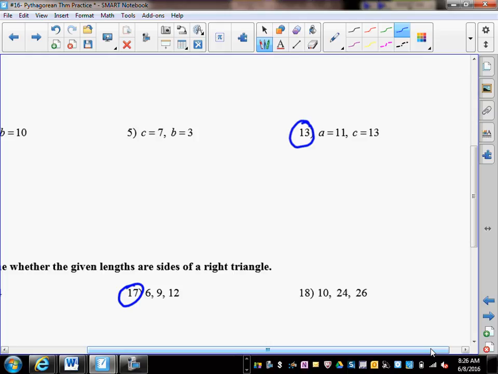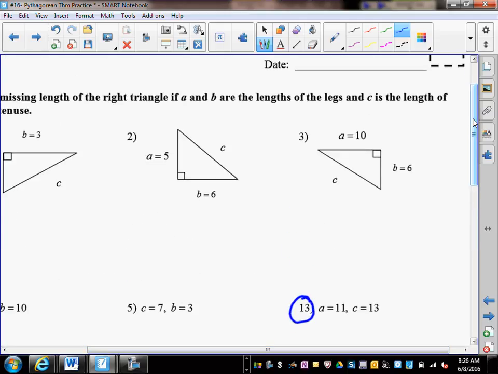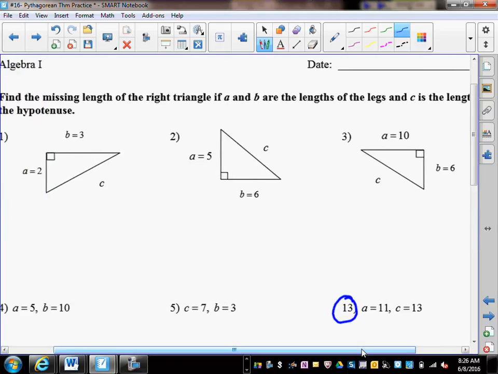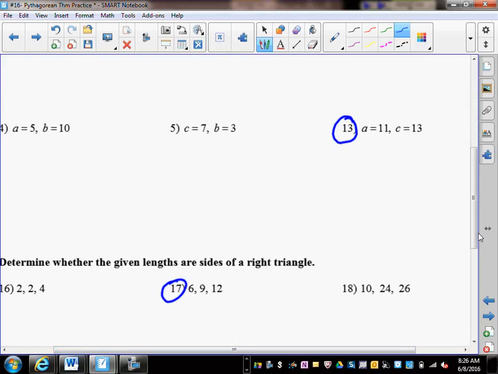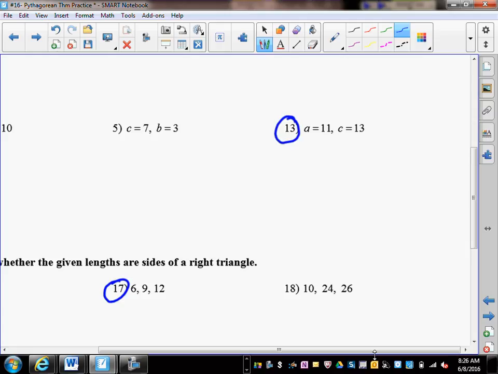All right, number 13. The instructions said to find the missing length of the right triangle if A and B are the legs and C is the hypotenuse. So we're going to use the Pythagorean theorem: A squared plus B squared equals C squared. They gave us A as 11. They didn't give us B, so we have to solve for it. And they gave us C. Make sure you don't forget your squares.